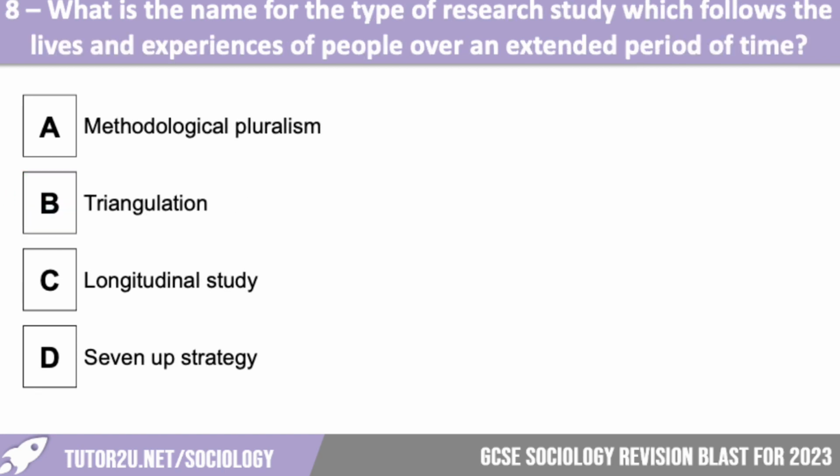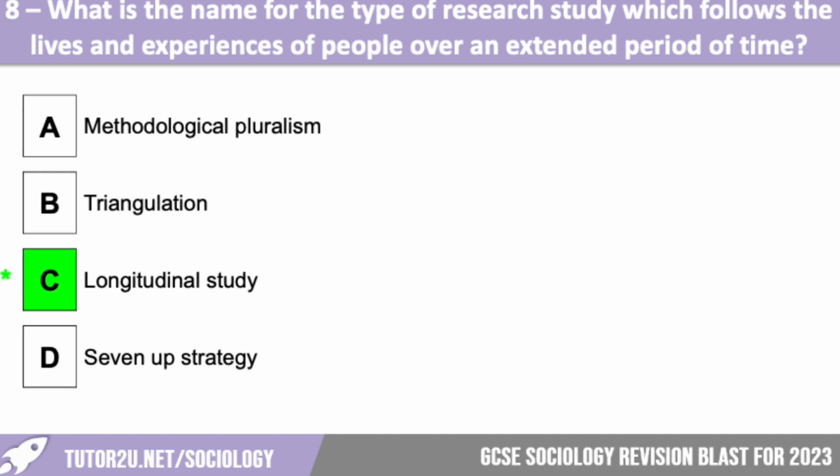And our last MCQ is number 8. What is the name for the type of research study which follows the lives and experience of people over an extended period of time? Is it A, methodological pluralism? Is it B, triangulation? Is it C, longitudinal study? Or is it D, 7-up strategy? So which is the name for the type of research study which follows the lives and experiences of people over an extended period of time? Let's reveal. It is a longitudinal study.